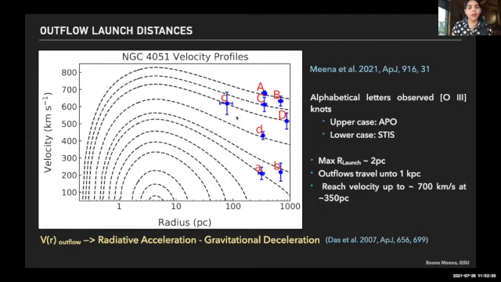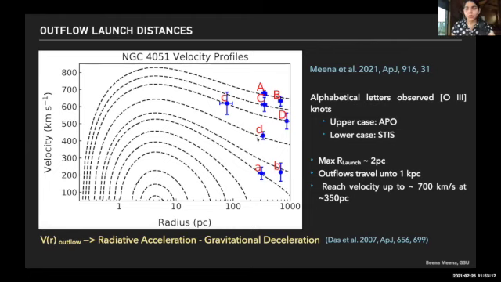Some of the HST and APO observations as seen in [O III] emission, some of the [O III] knots are also shown on this plot in alphabetical letters, and their location on this plot shows their deprojected, or true, velocities and distances. From this plot, you can see that most of our observed clouds that are shown in these alphabetical letters are launched within 2 parsec from the nucleus.